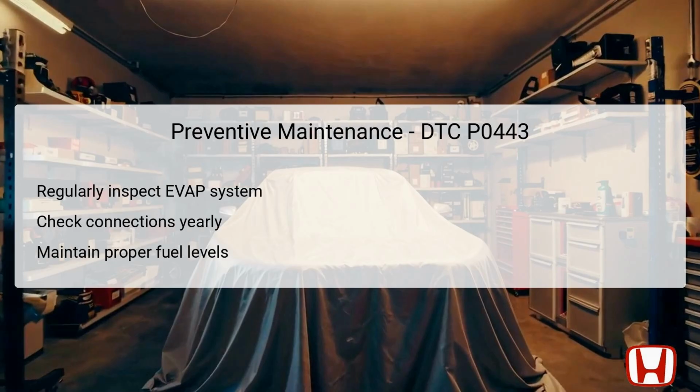Preventive maintenance is a key strategy to avoid future occurrences of DTC P0443. Regularly inspecting the EVAP system can help detect potential issues before they become serious faults. It's advisable to check all electrical connections and hoses yearly to ensure they remain intact and corrosion-free. Keeping the fuel levels at optimal limits is also important. Overfilling can lead to fuel vapors disrupting the EVAP system.